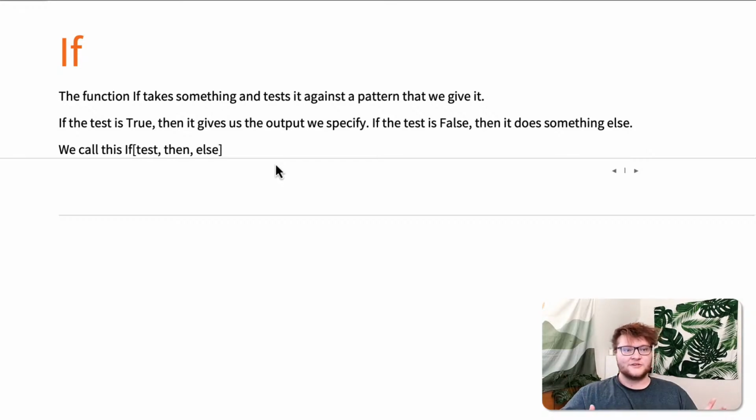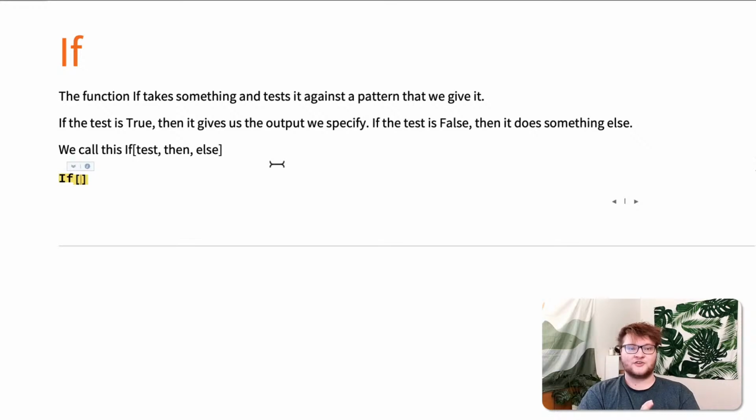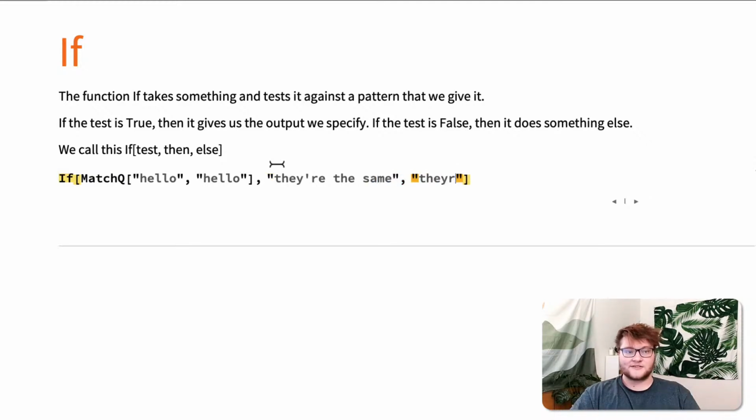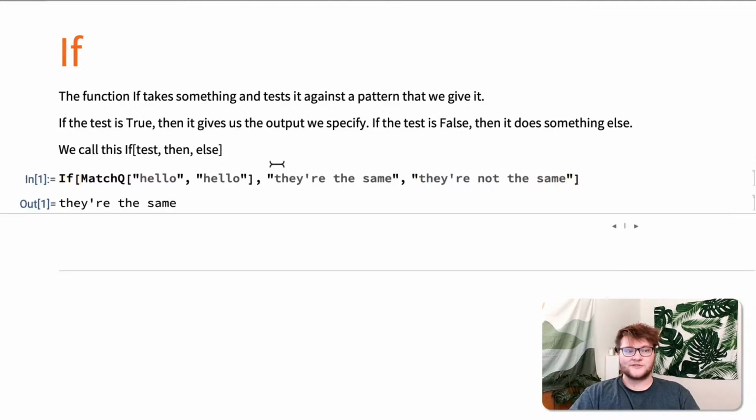Let's look at an example. We can use the same pattern as we used for match Q earlier. So our test is, will the match Q of these 2 things give me true or false? If it's true, then do this. If it's false, then do this. So we're going to say, does match Q of hello and hello give us true? If it gives us true, then return they are the same. If it gives false, then return they are not the same.